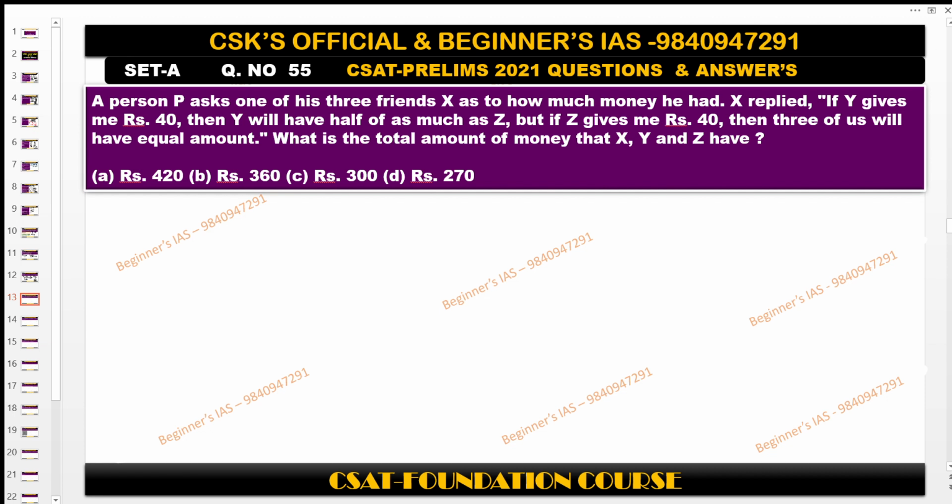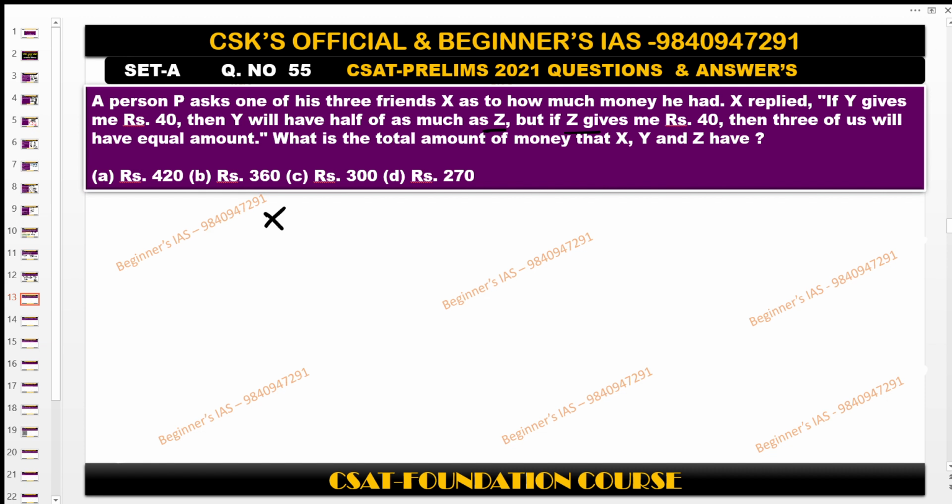Now a person P asked one of his three friends, X, as to how much money he had. X replies, if Y gives me rupees 40, then Y will have half as much as Z. If Z gives me 40, then all three of us will have an equal amount. What is the total amount of money that X, Y, Z have?